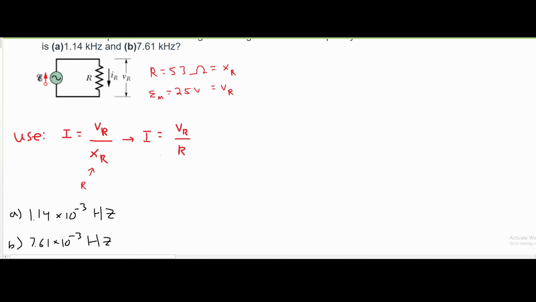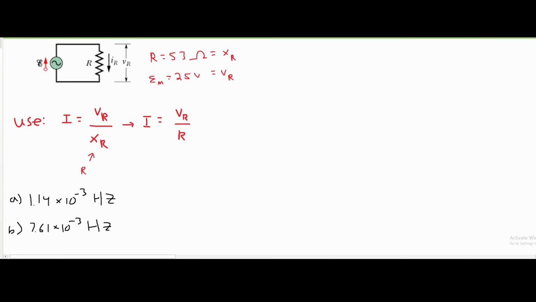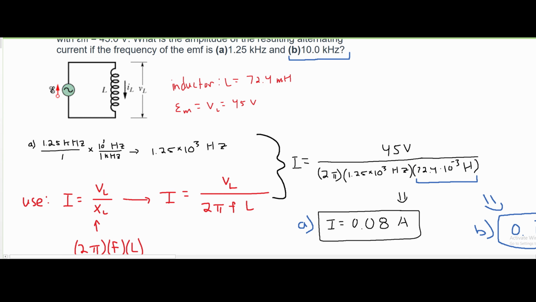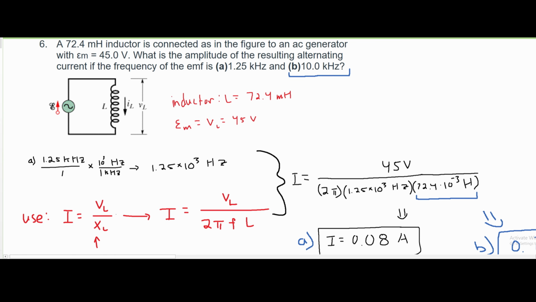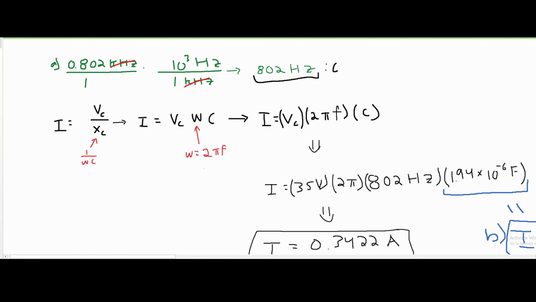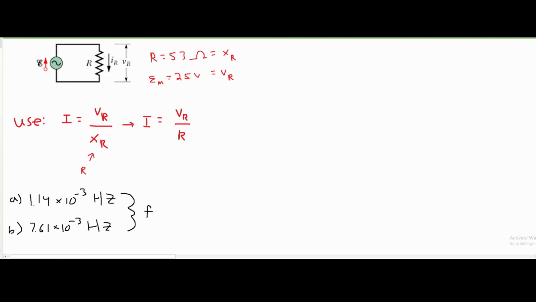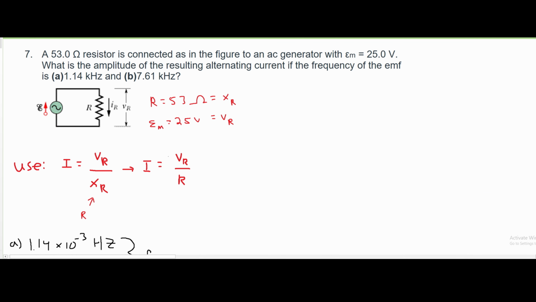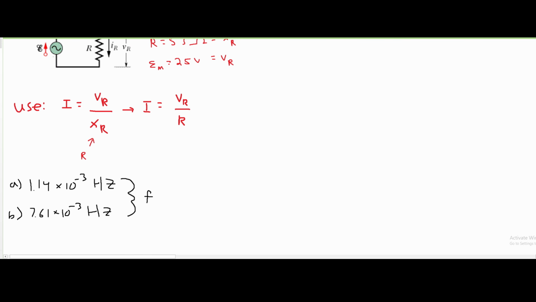If we look back at our formula, we can see that there's only two values that we need to plug in. We don't need to actually look at the frequency. In our previous formulas, we had to find this f value here and this f value here, frequency. However, for 7, when given the resistor, the resistance remains constant for any different frequency. So it's just going to be one value for A and B.